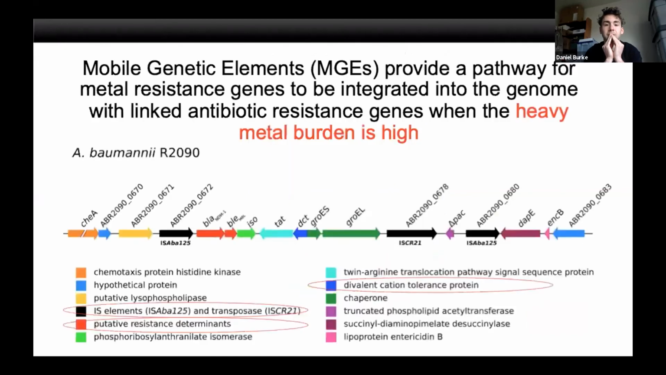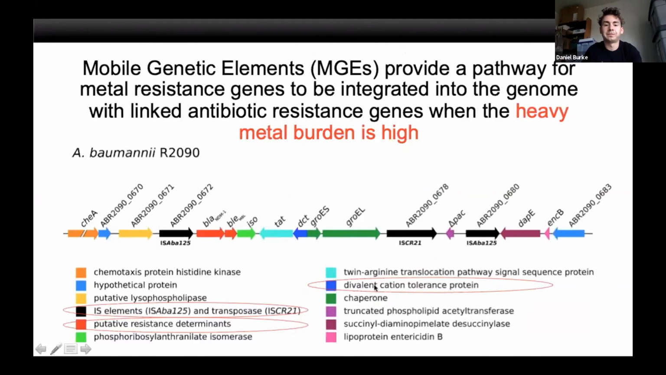And so this process can be facilitated by mobile genetic elements, or MGEs. And so MGEs can provide a source of linked heavy metal and antibiotic resistance genes that can be incorporated into the genome of a naive baumannii. And so this is just a quick example of a transposon-based MGE.